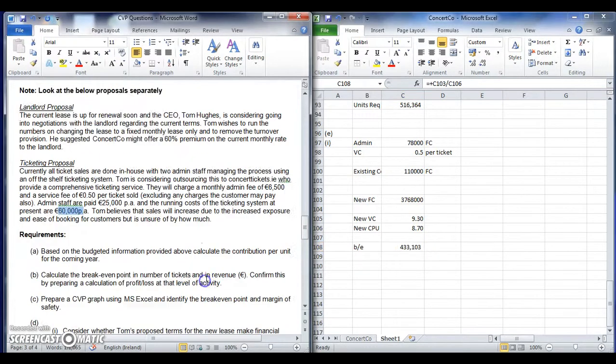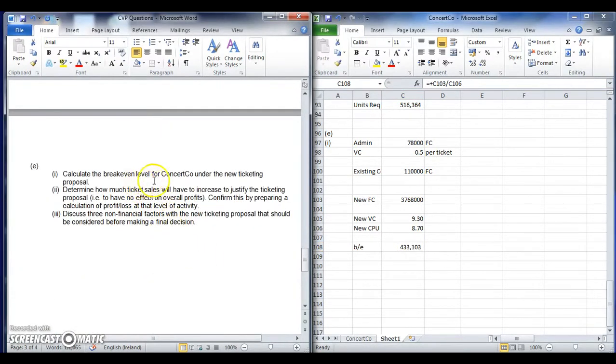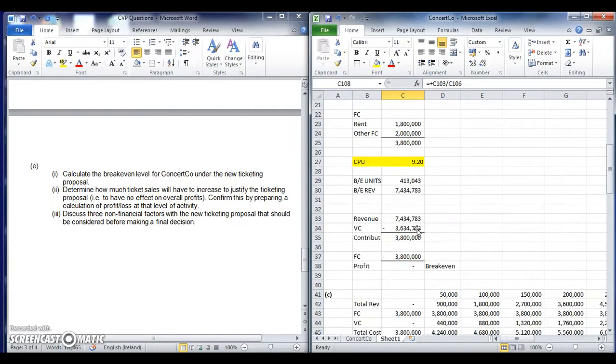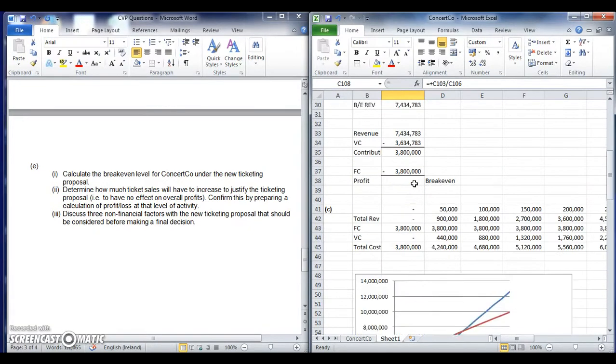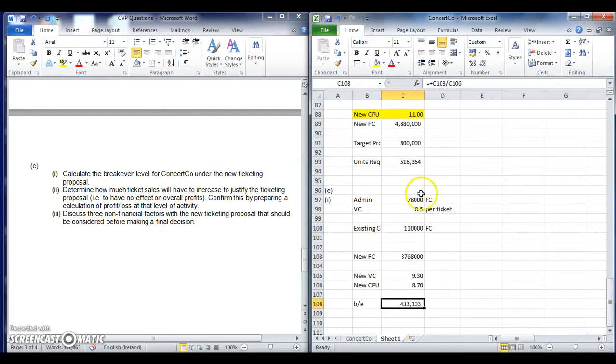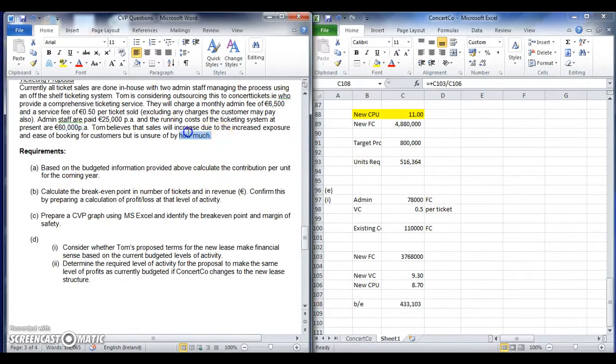Okay, so it's important. That's what you're asked for, to calculate the break-even level under the new ticketing proposal. So you see here the break-even level under this proposal, in comparison to what it was before, is 20,000 tickets higher. So slightly risky if you're going to comment on that. It's a higher proportion, but again, there is a possibility of, and you're told here, believe sales will increase due to the increased exposure and ease of booking. He's just not sure by how much.